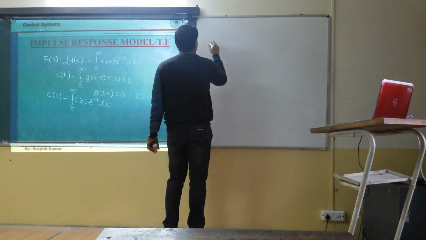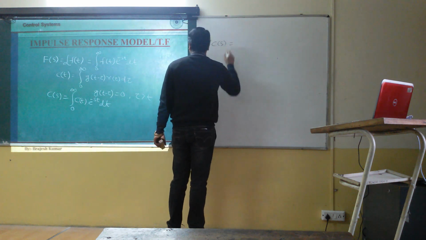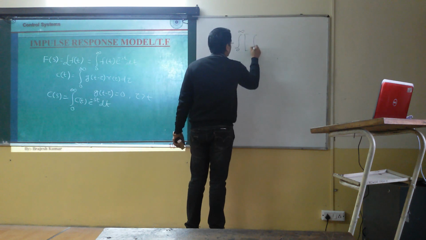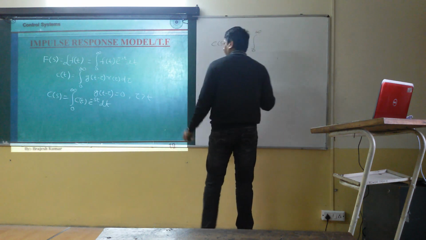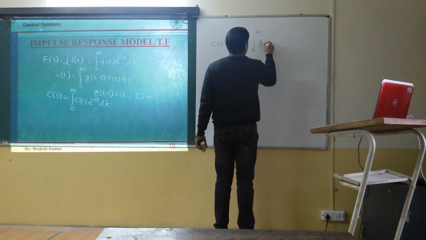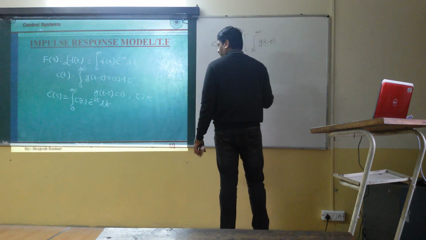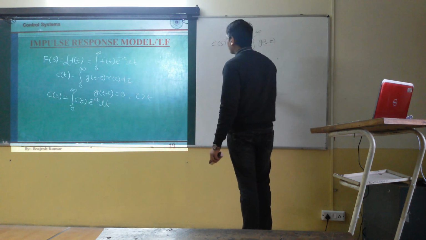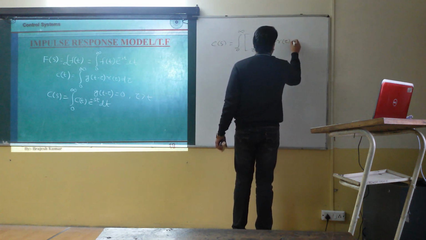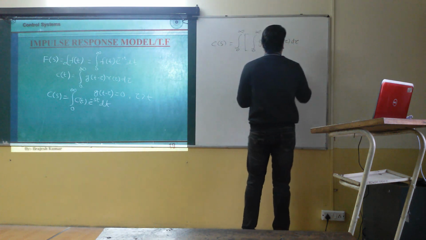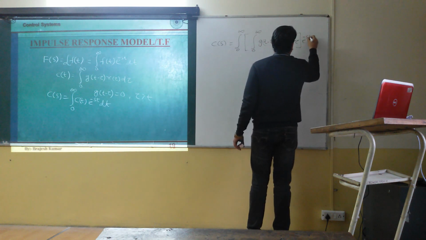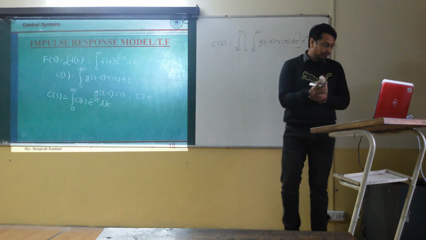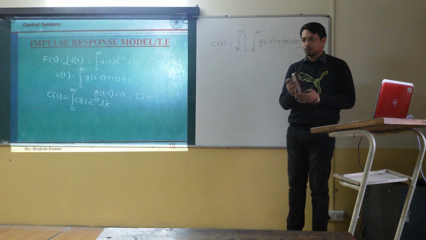So put the value of c. You will get C(s) equal to the integral from 0 to infinity, once again 0 to infinity, of g(t minus tau) r(tau) d tau, e to the power minus st dt. Correct? Okay.